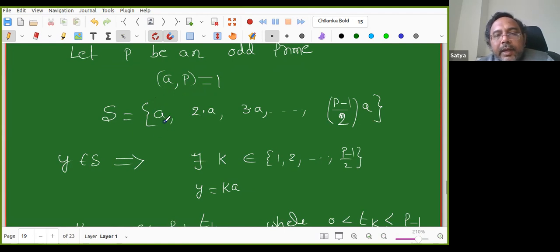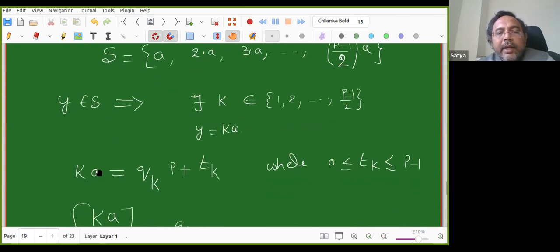So what is that? We take S equal to a, 2a, 3a up to ((p-1)/2) times a. We construct this set. Now y belongs to S, meaning there exists a k from 1 to (p-1)/2 such that y = ka, because the elements here are a, 2a, 3a, up to ((p-1)/2)a. Now if I divide ka by p, there is a quotient and a remainder. The remainder is less than p, so 0 <= tk <= p-1.